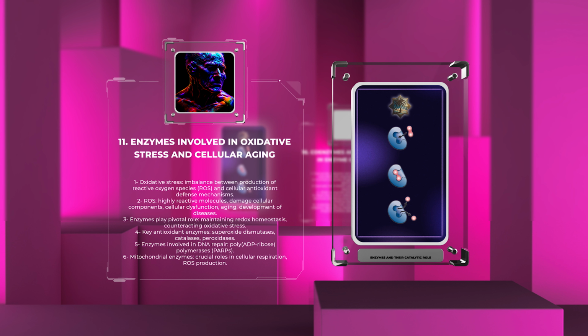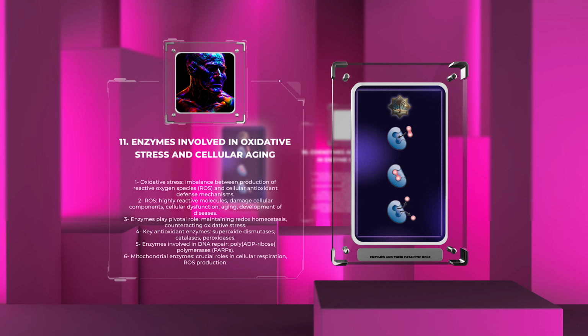Mitochondrial enzymes, such as the mitochondrial electron transport chain complex enzymes, also play crucial roles in cellular respiration and ROS production. Understanding the intricate enzymatic networks involved in oxidative stress response and aging is crucial for developing strategies aimed at preserving cellular integrity, preventing age-related diseases, and promoting longevity.